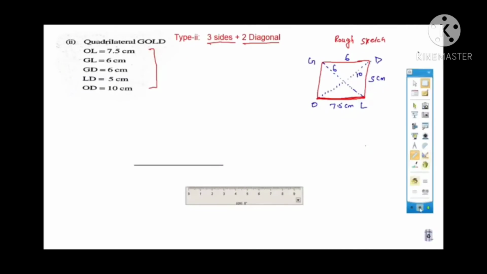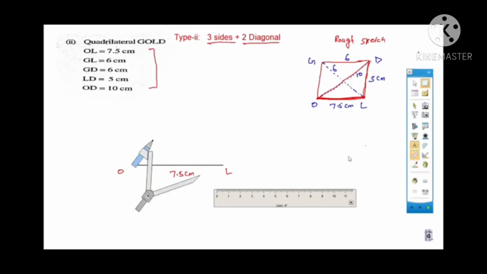First we shall draw the base here, that is OL, 7.5 centimeter according to the rough sketch. Okay, 7.5 centimeter they have given. Now we are sketching the exact measurement here. Next, what do we have to do? Take the ruler and compass and take the measurement, and now cut the arc. Take the measurement, that is about how much?